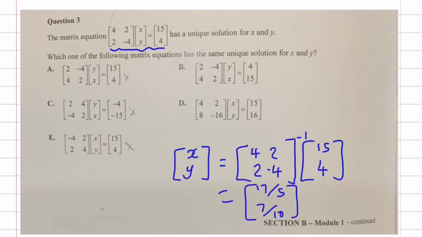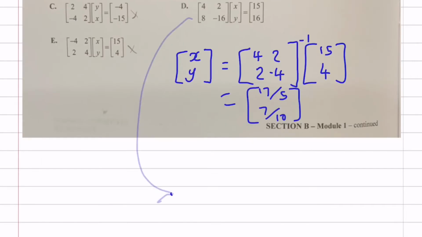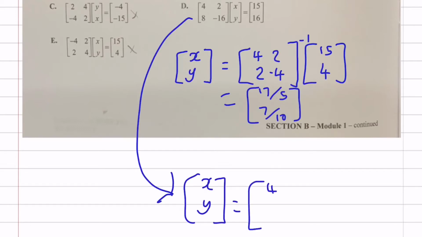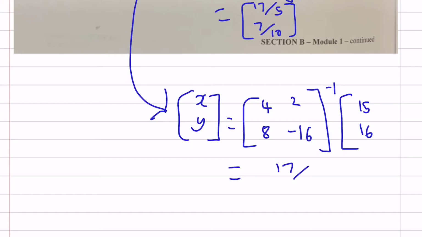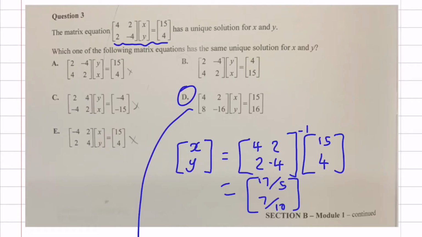So to find the solution, try to find the solution for x and y for any of these multiple choice options. If you do it for D, you solve the equation the same way as you did for the matrix given in the question. You should get x and y equals the square matrix raised to the power of -1 times the 2 by 1 matrix, and you should get 17 on 5 and 7 on 10 for x and y, and therefore D is your solution.